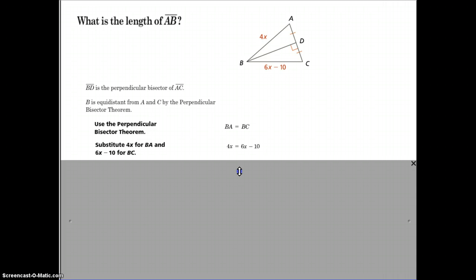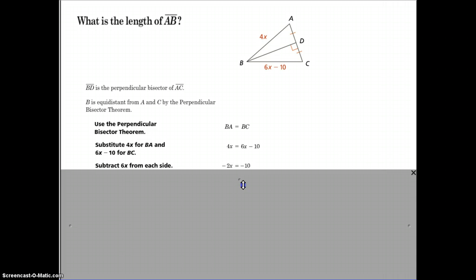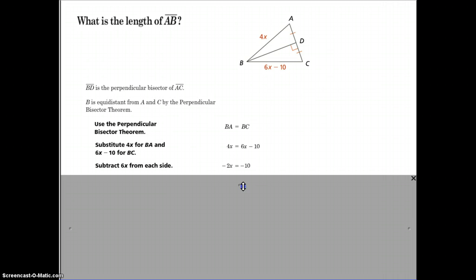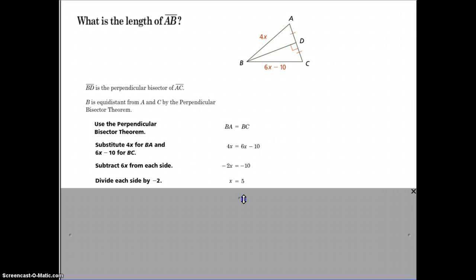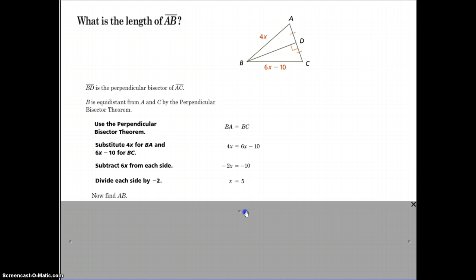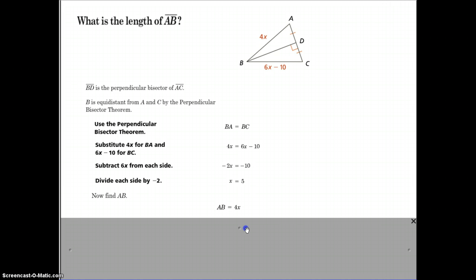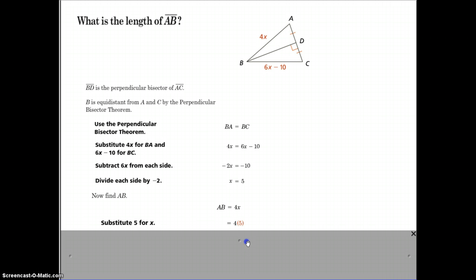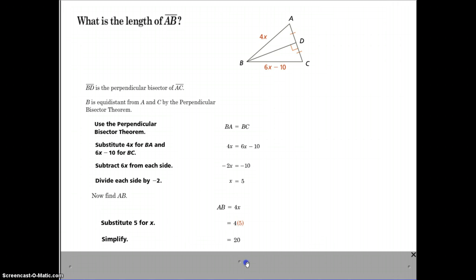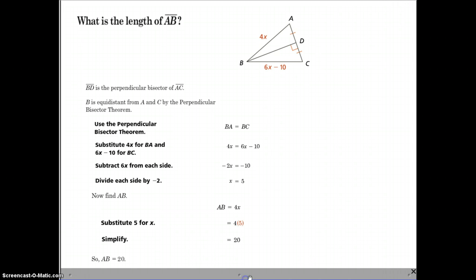So let's substitute in. We have 4x equals 6x minus 10. So to solve this, we need to subtract 6x from each side, and you get negative 2x equals negative 10. Divide both sides by negative 2, and you get x equals 5. So now we need to find the length of AB. So we'll substitute back in. For AB equals 4x, we're going to substitute in our 5. 4 times 5, we can simplify this and know that the length of AB is 20.